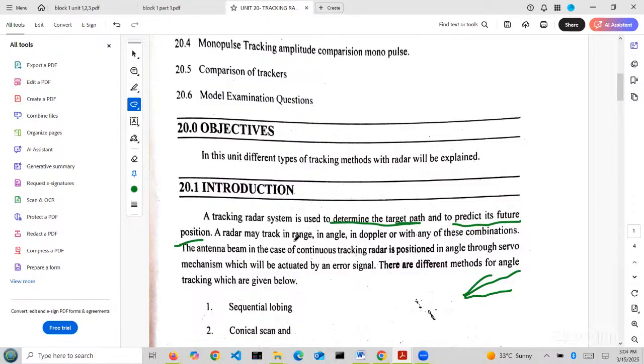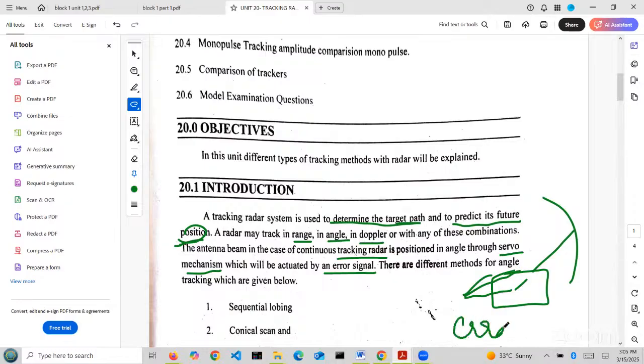Using tracking radars, we can find out the range. Also, we can find the angle, and we can find the Doppler shift. So tracking radar is used to determine the position as well as the range, and we can also calculate the angle and the Doppler effect. For this, the tracking radar is positioned at an angle. These tracking radars we keep in one fixed position using a servo mechanism. This servo mechanism will produce an error signal. Suppose here I have a tracking radar through which the signal is passing. On the input side, I am using a servo mechanism. The final goal is that we want the error signal to be 0.